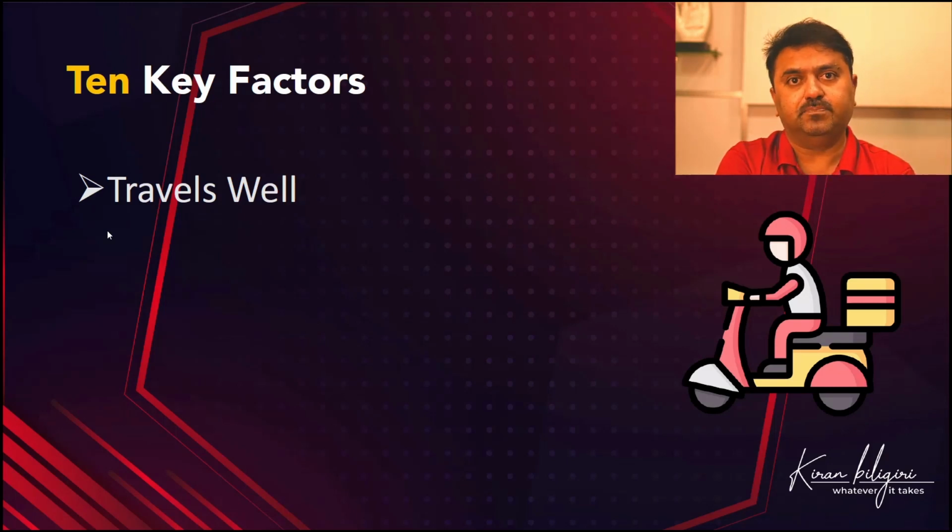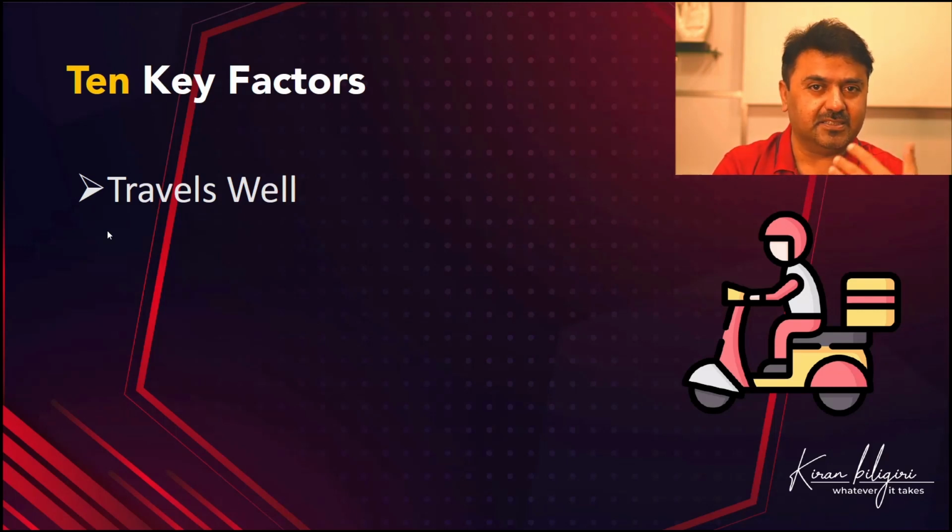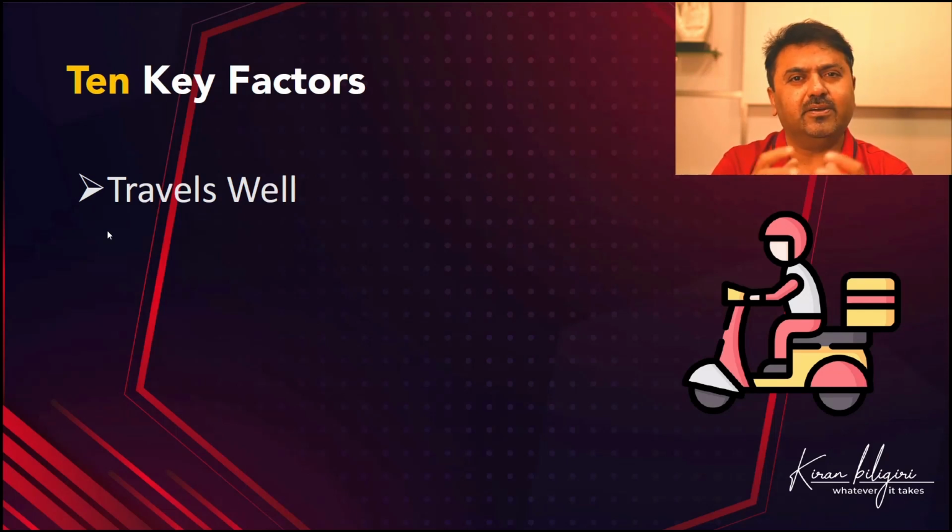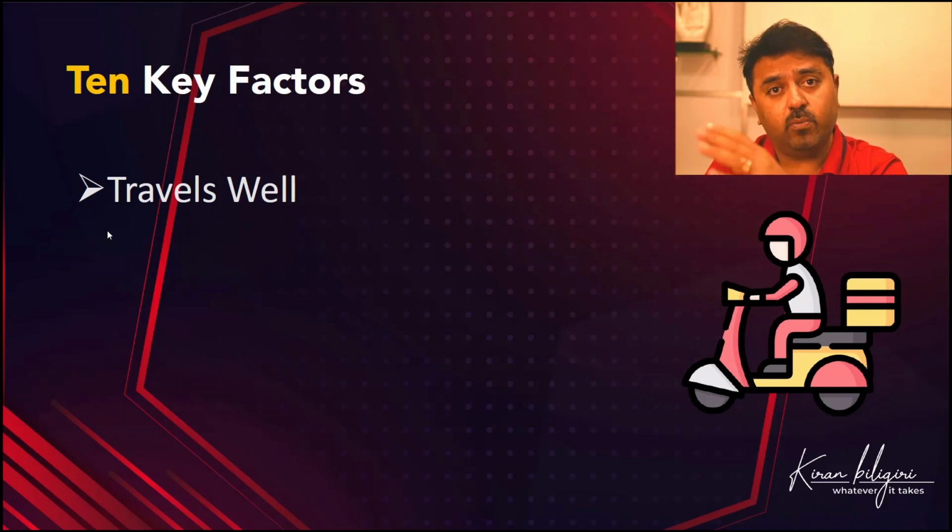Take breads, for example. If you take a naan, tandoori naan or roti, they don't travel well. By the time it reaches the guest and he has it, it gets rubbery or soft, not the ideal thing to have. Similarly, if you take a kulcha or a paratha, and to an extent pulka also, they travel well.